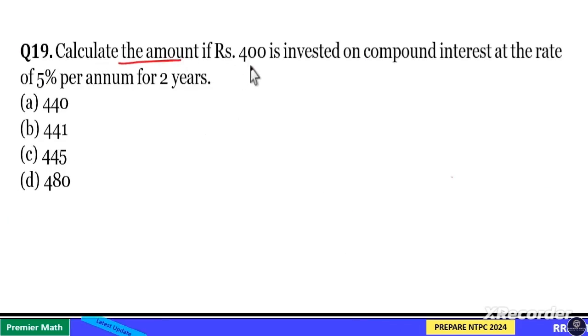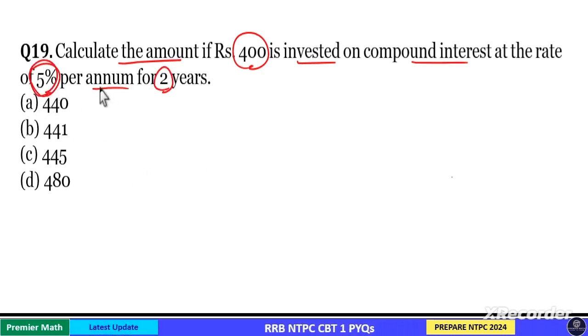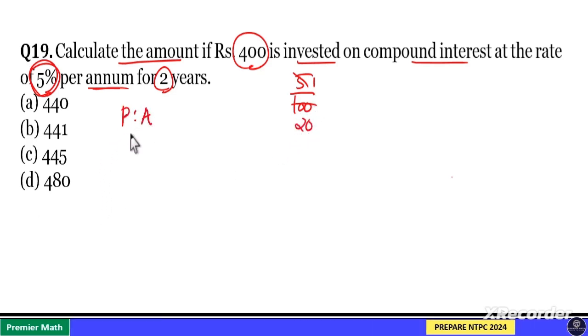Calculate the amount if rupees 400 is invested on compound interest at the rate of 5% per annum for 2 years. Here rate is 5% for 1 year. So 5% means 5 by 100. 5 goes 20 times in 100. So 1 by 20 means 1 part is the interest generated in 1 year out of this 20 part principal. So take the principal and amount ratio. Principal is 20 part and amount is principal plus interest, that is 20 plus 1, 21 part.